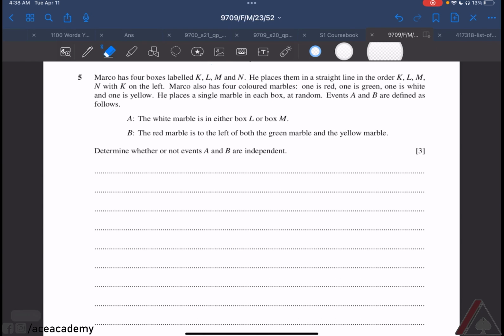Question number 5. Marco has 4 boxes labeled K, L, M, and N. He places them in a straight line in the order K, L, M, N with K on the left. Marco also has 4 colored marbles. One is red, one is green, one is white, and one is yellow. He places a single marble in each box at random. Events A and B are defined as follows. A. The white marble is in either box L or box M. B. The red marble is to the left of both the green marble and the yellow marble.